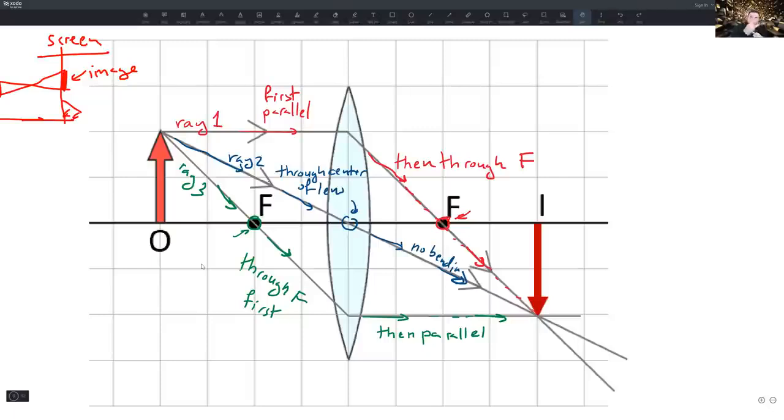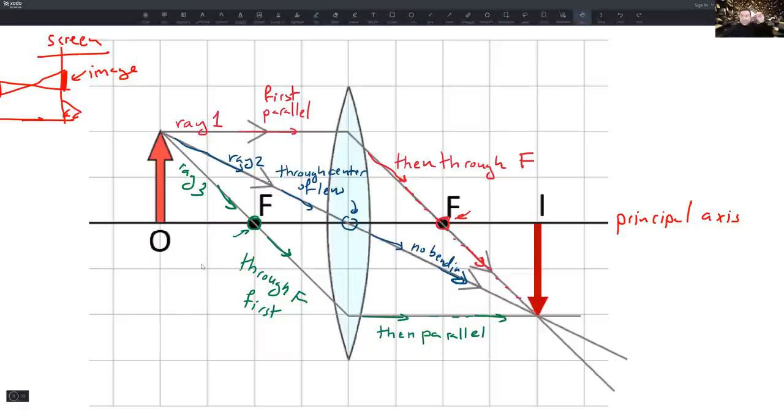But there are 3 that you can draw, so we're going to draw all 3. Let's see all 3 now. But before we start, here are a few basics about the image first. First, we have a horizontal line. This is called the principal axis. The principal axis is just a horizontal line that passes through the center of the lens.